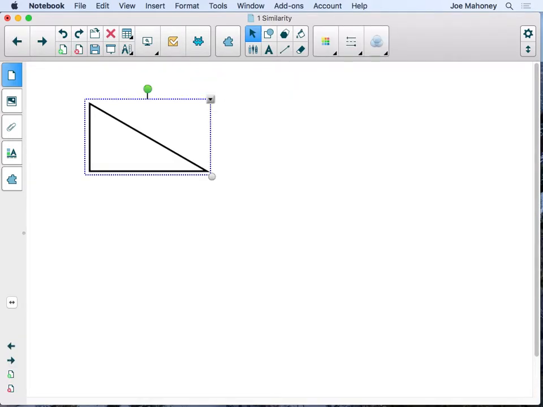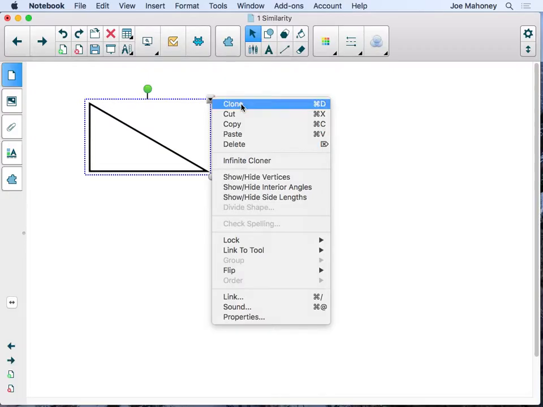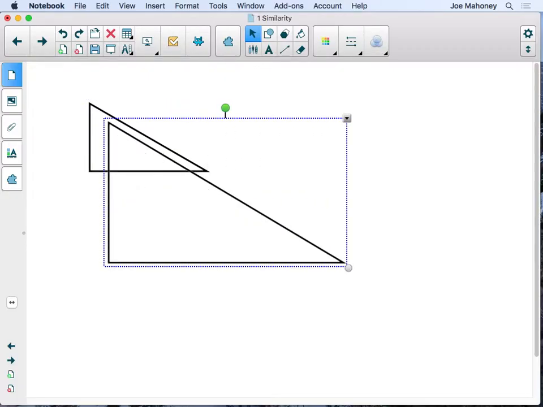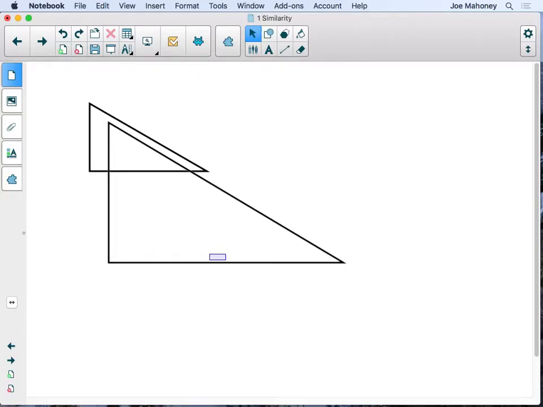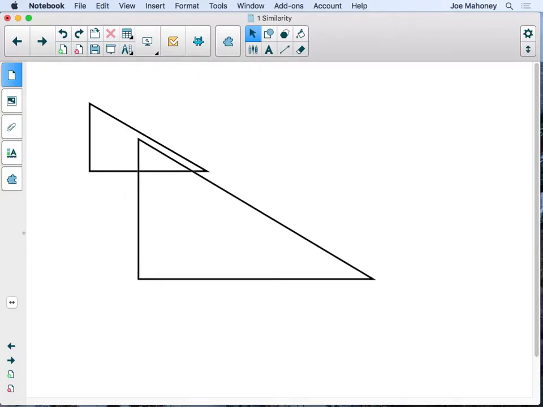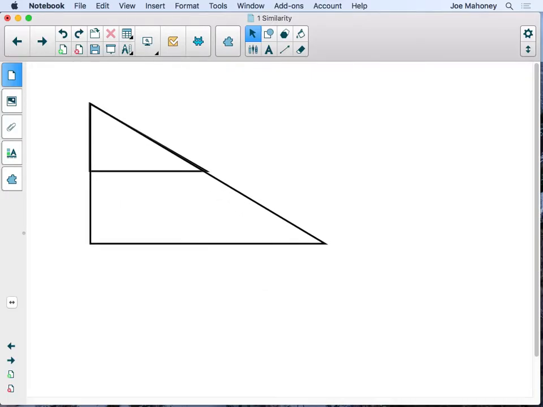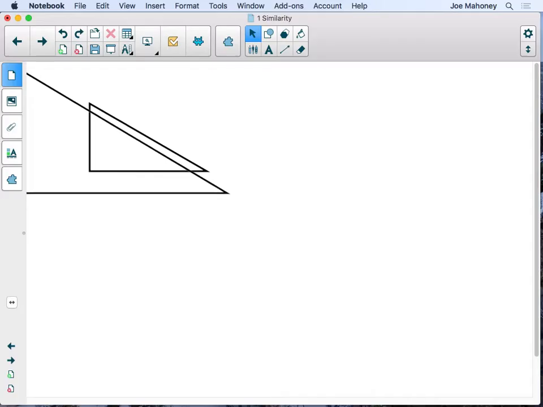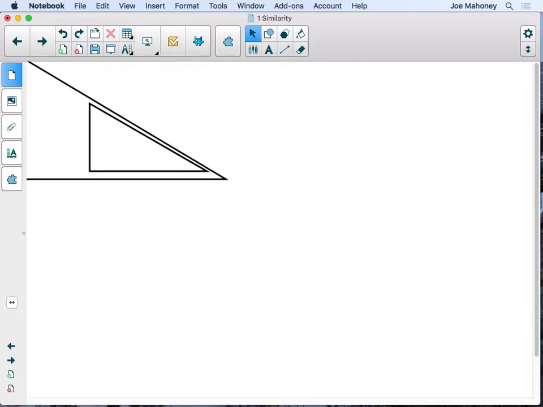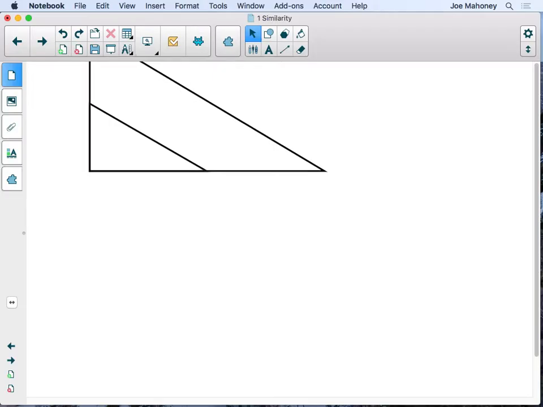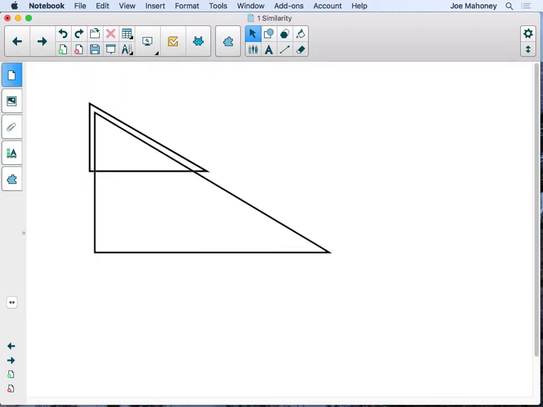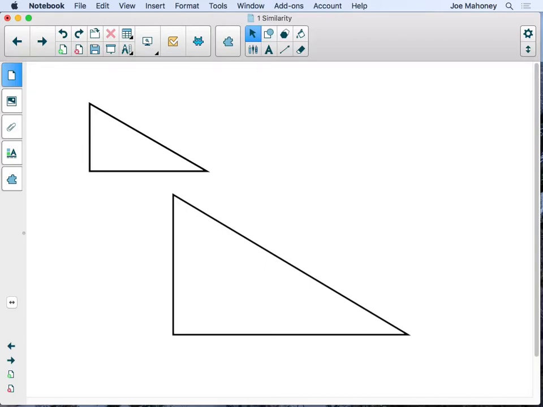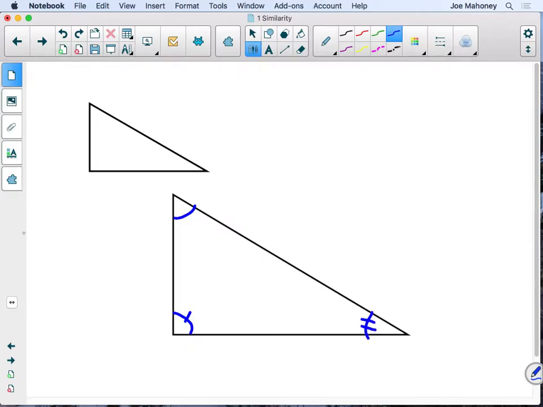So here's what I'm going to do. I'm going to take this triangle, make a copy of it, we'll clone it, and make that one a lot bigger. Notice what I've done with this triangle. I'm noticing that the top angles are the same size, the bottom angles on the right are the same size, and the bottom angles on the left are the same size. So those angles are going to be congruent angles. If we mark them like this, and again, I don't know if that angle is a right angle, but it's okay.